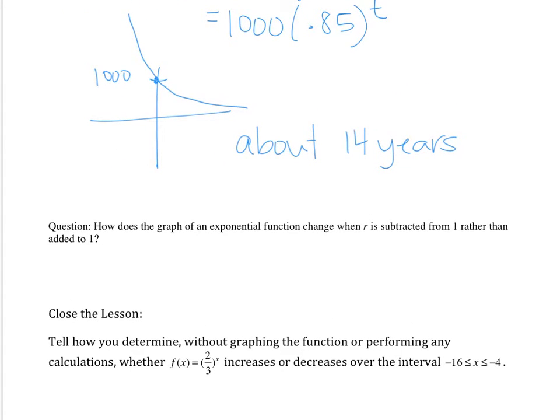How does the graph of an exponential function change when r is subtracted from 1 rather than added to 1? It shows a decrease.